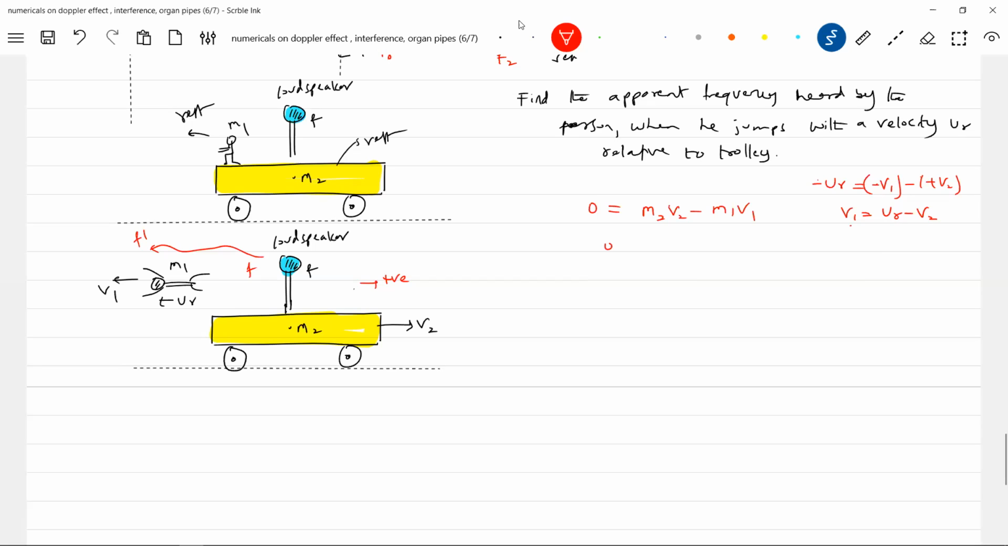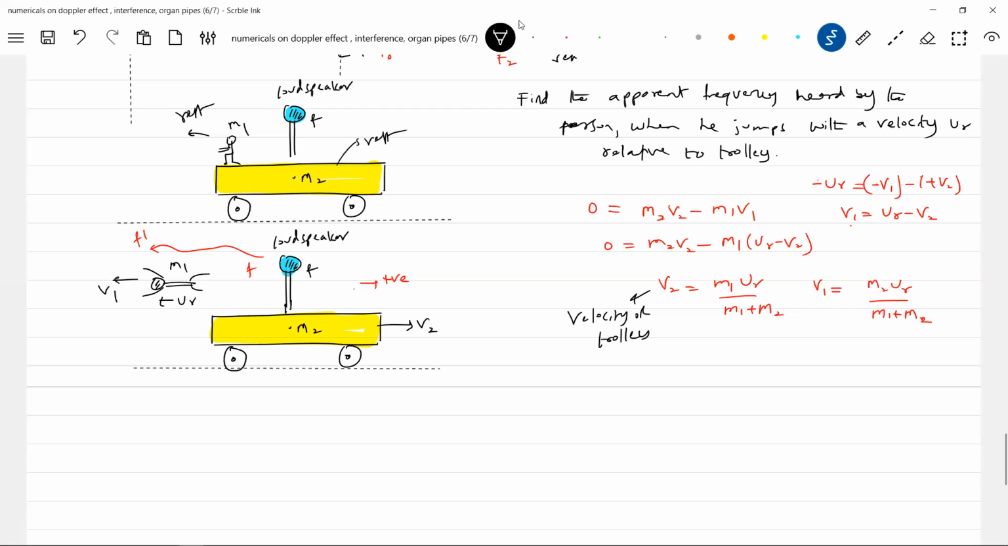I'll substitute that here. 0 equals m2 v2 minus m1 times (ur minus v2). So v2 equals m1 ur by m1 plus m2. I think you know such things from long back. The velocity of the person will be m2 ur by m1 plus m2. Now what is v2? Velocity of the trolley. What is v1? Velocity of the person.